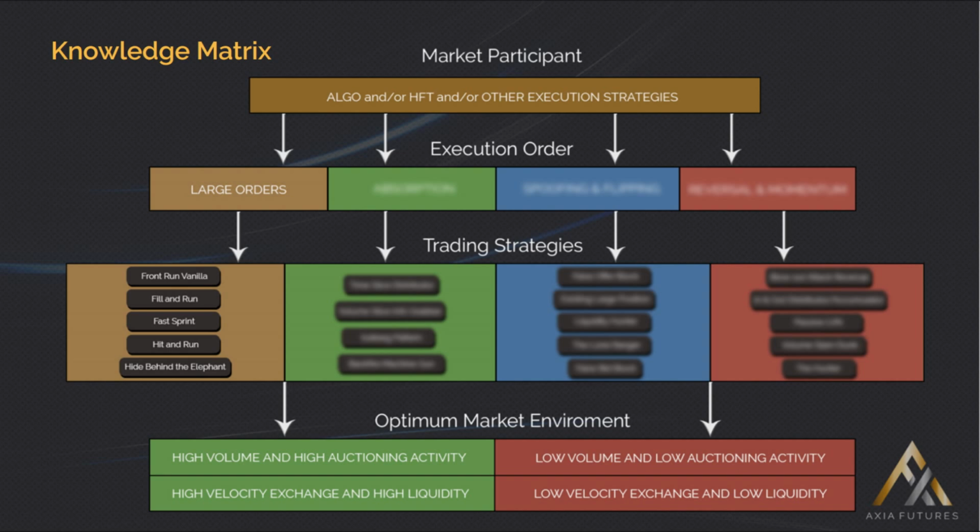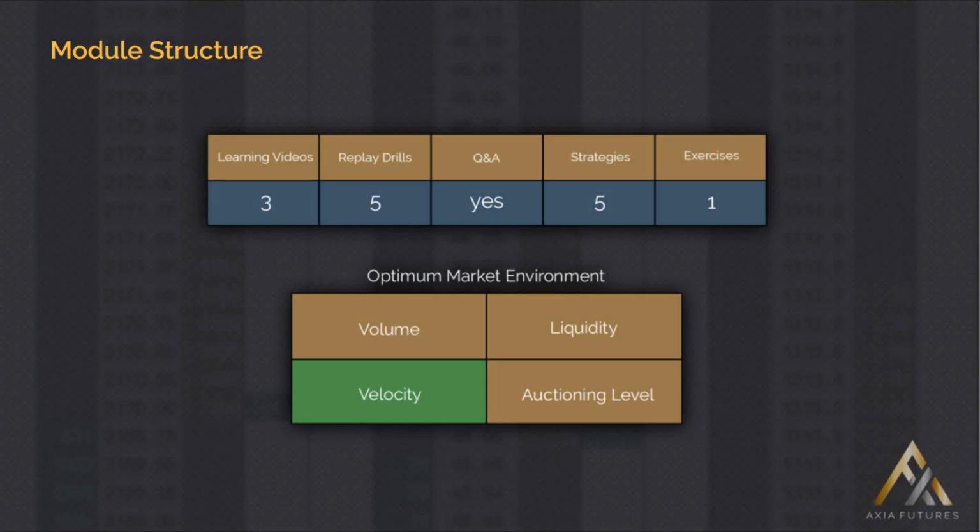So in this part of the module, we're looking at large orders, and the trading strategies will be your front run vanilla strategies, the fill and run, the fast sprint, the hit and run, and the hiding behind the elephant. And we'll be touching on some of those in our video. We'll be looking at a couple of those, and the rest you can start developing your own patterns in the large order space, and really what optimum market environment they exist in.